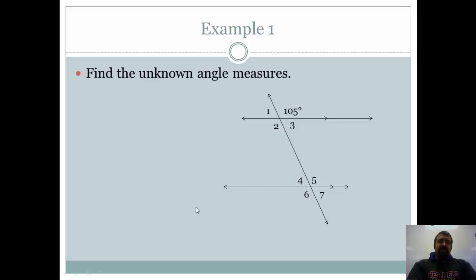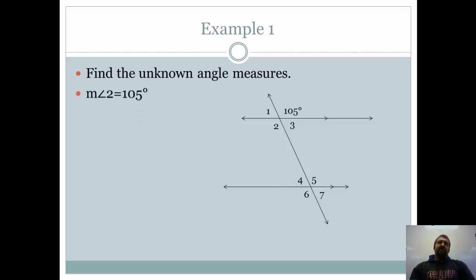So just looking at this picture, when I'm asked to find the unknown angle measures, and I got 7 of them, this really isn't that bad, because I know there's at least 2 or 3 of them that have to be congruent. First things first, what about this one right here, the 105 degree one, and angle 5? Those are corresponding angles. And because of the corresponding angles postulate, they have to be congruent. Therefore, measure of angle 5 is 105 degrees.